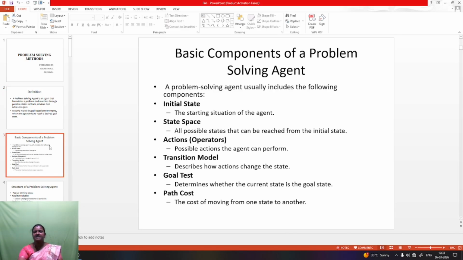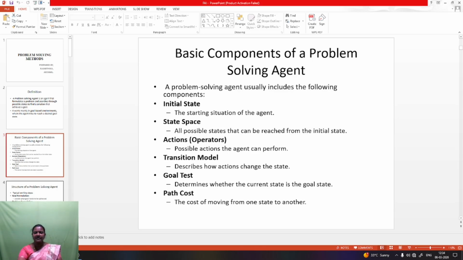Then, the basic components of a problem solving agent. A problem solving agent usually includes the following components: initial state, state space, actions or operators, transition model, goal test and path cost. First one is initial state. Initial state is nothing but the starting situation of the agent, that is the beginning state. The next one is state space. State space means all possible states that can be reached from the initial state.